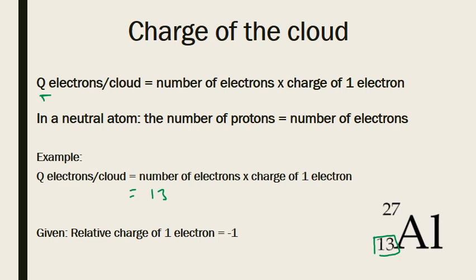Times charge of one electron, which is minus 1. This is always given. Times by minus 1. We put this in a bracket. Remember, the cloud is negatively charged, so we put minus 13. Okay, and this minus is very important.